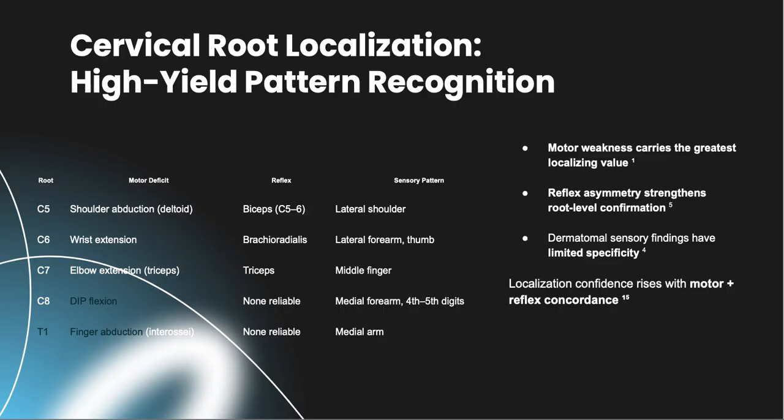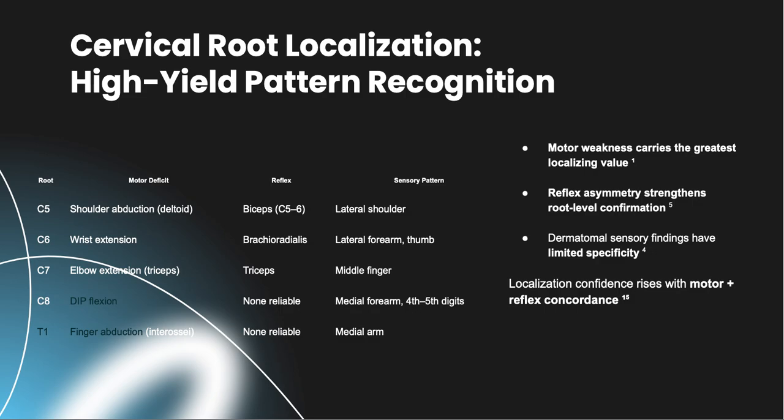Now we translate the findings into localization. Radiculopathy requires objective deficit within a single nerve root distribution. Localization therefore depends on physiological concordance across domains. Motor weakness carries the greatest localizing value. Wrist extension weakness suggests C6. Elbow extension weakness suggests C7. Finger abduction weakness suggests T1.